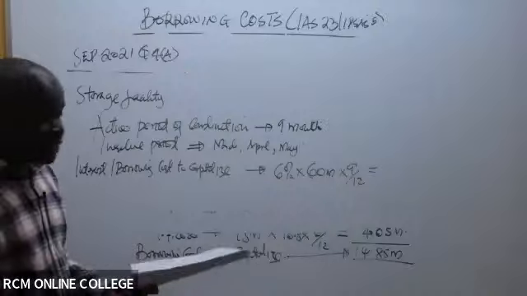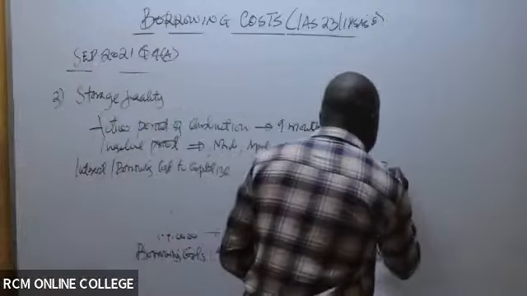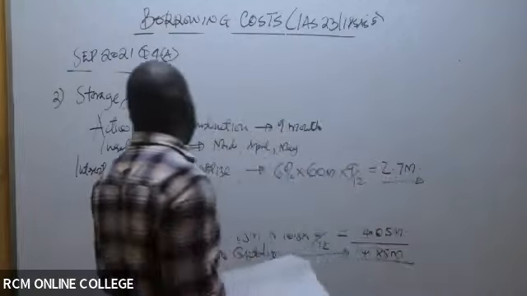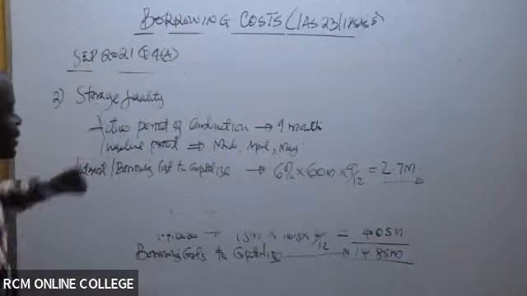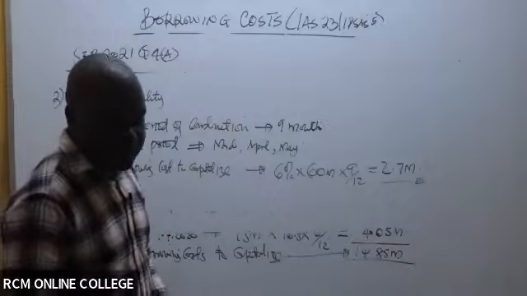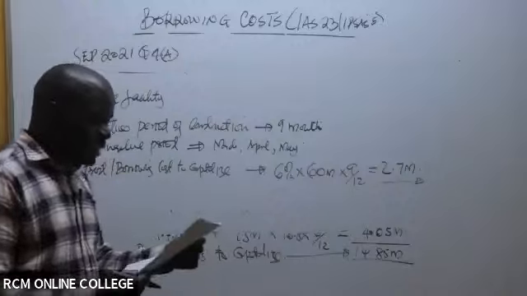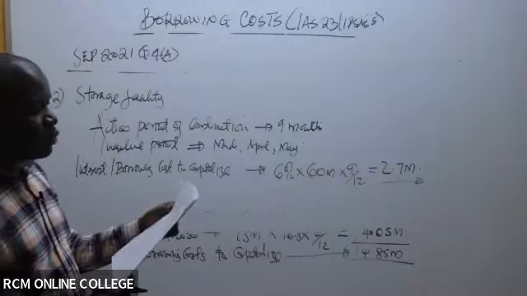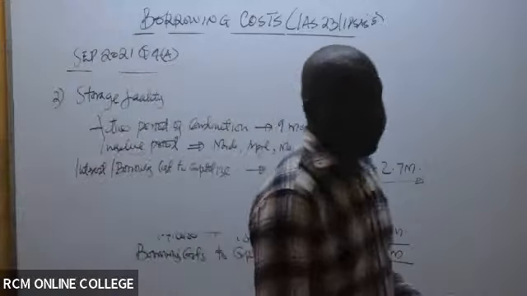I can see you're saying 2.7 million. So this is actually the borrowing costs to be capitalized on the storage facility. Then part 2, determine the value of the asset in the books of Darubini Limited as of 31st of December 2020. So the value of the asset.